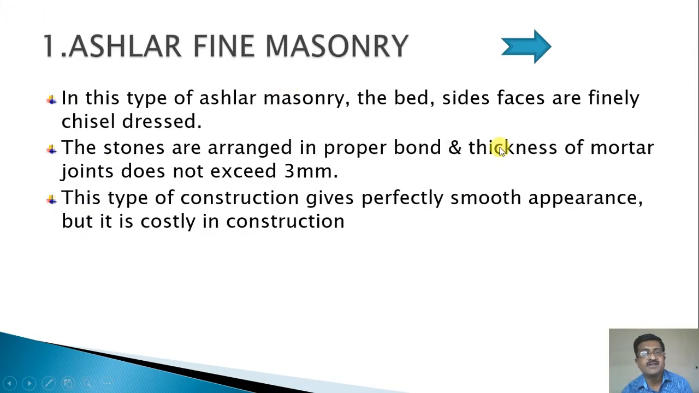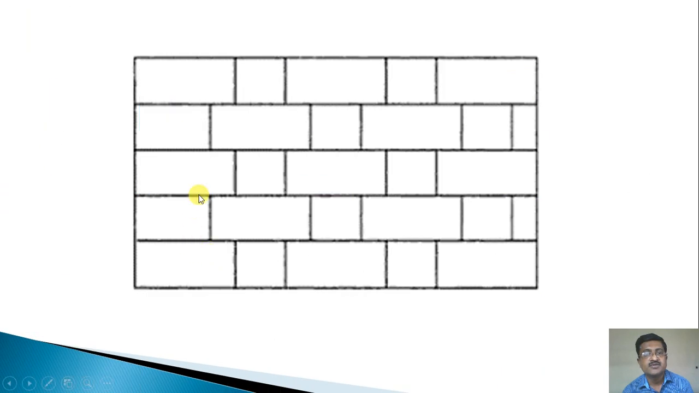Okay, ashlar fine masonry. In this type of ashlar masonry, the bed and side faces are finely chisel dressed. The stones are arranged in a proper bond, and the thickness of mortar joints does not exceed 3 mm. This type of construction gives a perfectly smooth appearance, but it is costly in construction. Okay, so you can see a very fine tooled masonry here. You can observe the joints are of very small size, and the elevation is very nice.